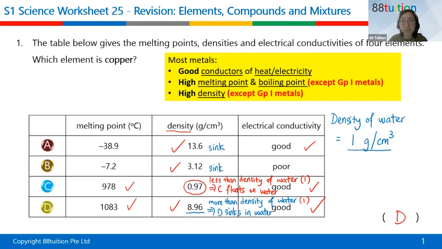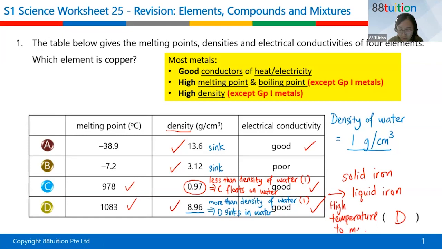All right, is everybody clear? So for this question, please know that for most metals, the melting point will be very high. You need to heat to a very, very high temperature in order to melt solid metal into liquid metal. So imagine you have solid iron. You want to melt it into liquid iron. Then you need a very high temperature to melt iron from solid state to liquid state.